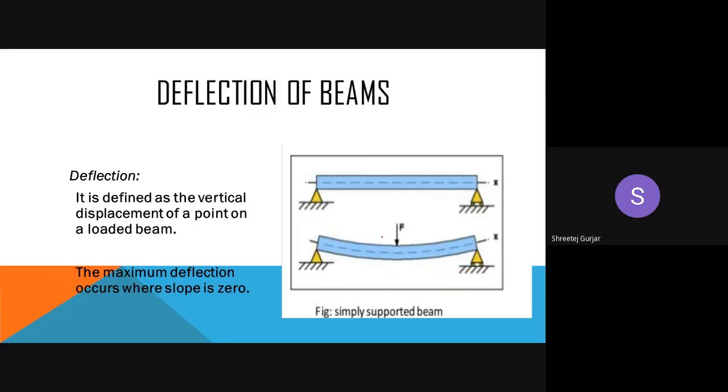Okay. So if your deflection is in this direction, below, it is considered positive. And if your deflection is above, your beam is hogging, that is considered negative. So in this case, your beam is sagging, so it is going downwards. So your deflection is considered positive.